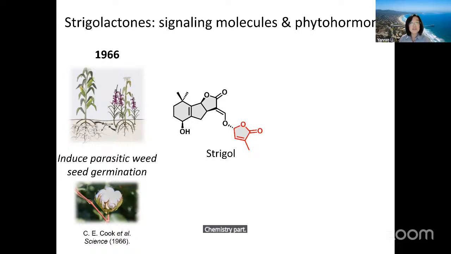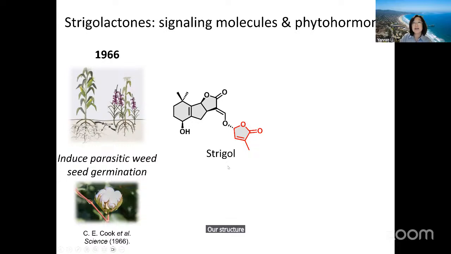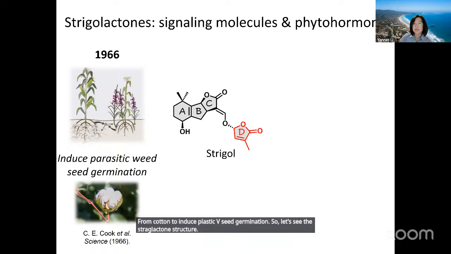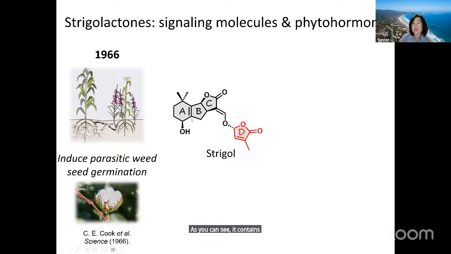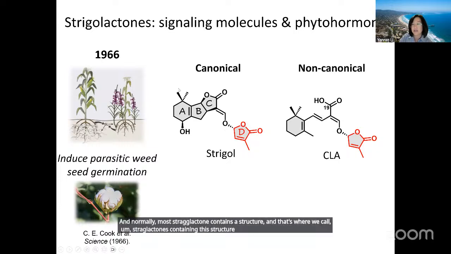Strigolactone was first discovered in 1966. The first one was discovered as strigol, a structure shown here. At that time, it was discovered as a signaling molecule from cotton to induce parasitic witchweed seed germination. Let's see the strigolactone structure. As you can see, it contains this tricyclic ring with this D ring. Most strigolactones contain this structure, and that's why we call strigolactones containing this structure canonical strigolactones.